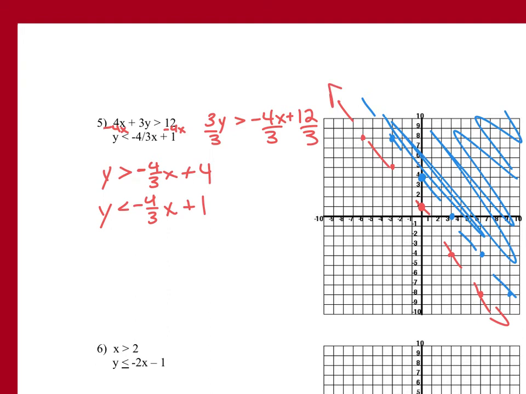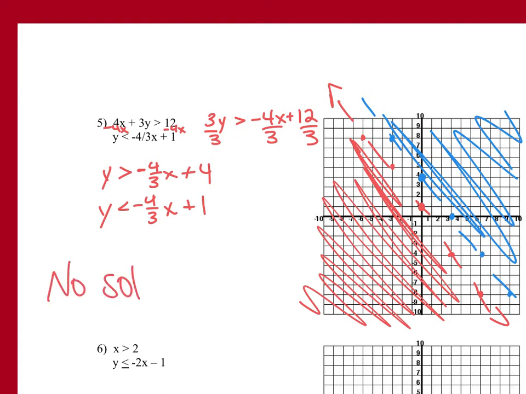Its y is what? Less than, which means I'm shading up or down? Down. Do these have any shading in common? Because remember, we said the answer was going to be what they had in common. False. Not false, but no solution. Good. This is a no solution. If they have no shading in common, it's just a no solution.